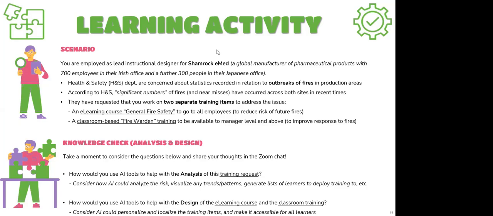Number of trained fire marshals per number of workers. That's a really good point as well. If we have, you know, Japanese office has got one fire marshal for every 50 people. The Irish office has got one for every 5 people. Obviously, there's a bit of a disparity there as well. And position the training in the right place. Exactly.